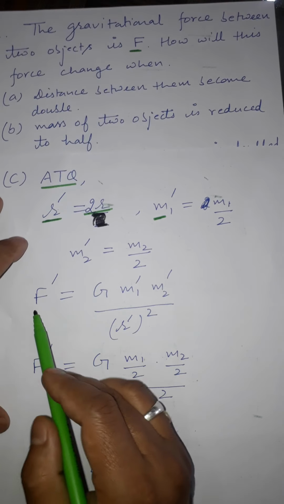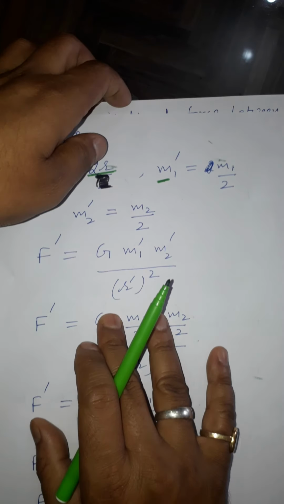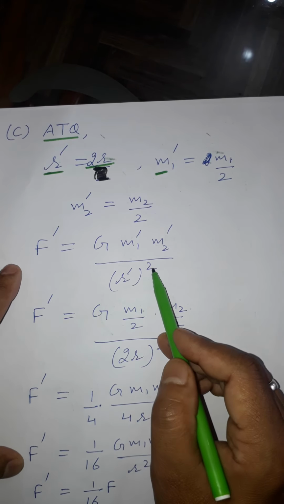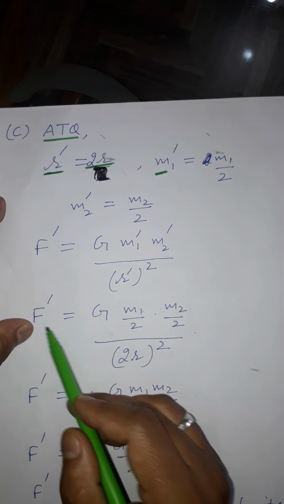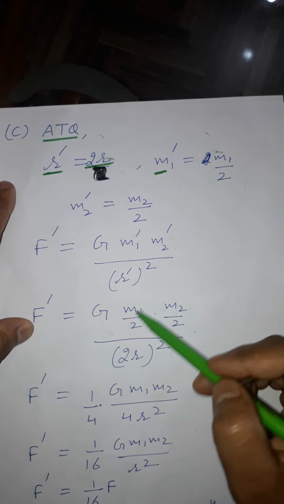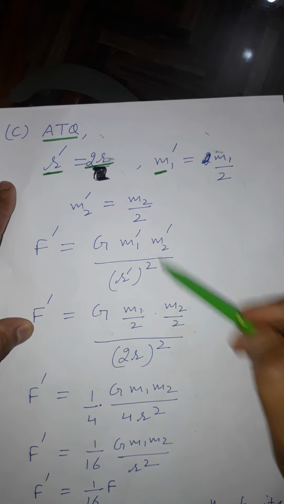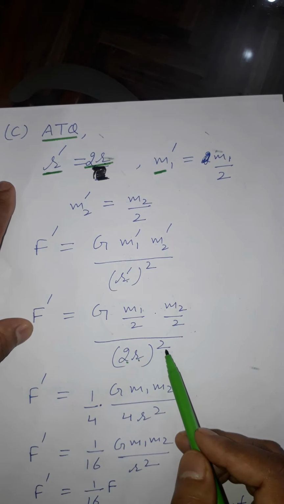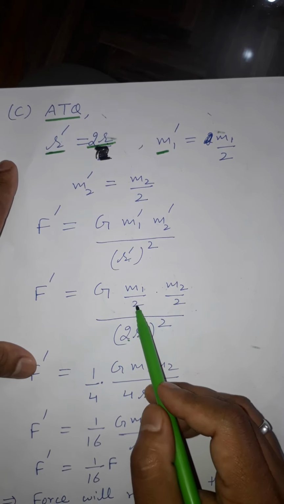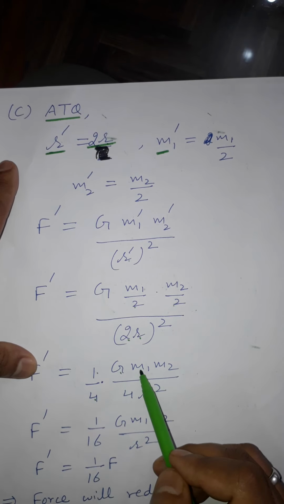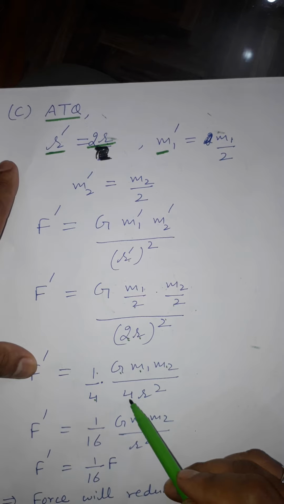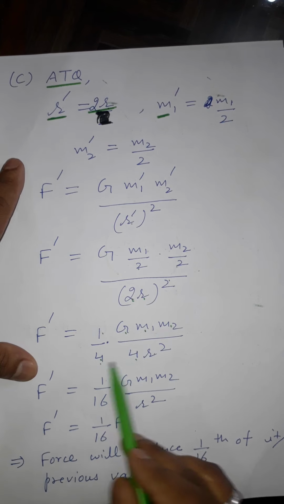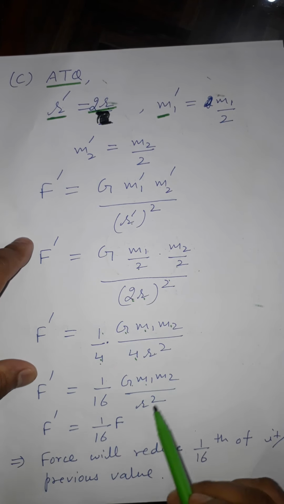So now new force F dash can be written as G m1 dash m2 dash over r dash square. Just use the values here. So F dash is equal to G, m1 dash means m1 by 2, m2 dash means m2 by 2, and r dash is equal to twice r, so twice r square here. So F dash is equal to, now just see, 2 2s are 4, so 1 by 4, G m1 m2, and 2 2s are 4 r square. So F dash can be written as 1 by 16, 4 into 4 is 16, G m1 m2 over r square.